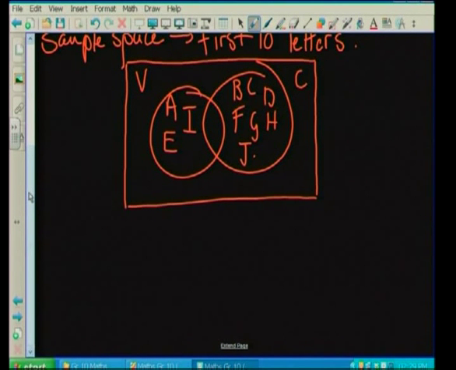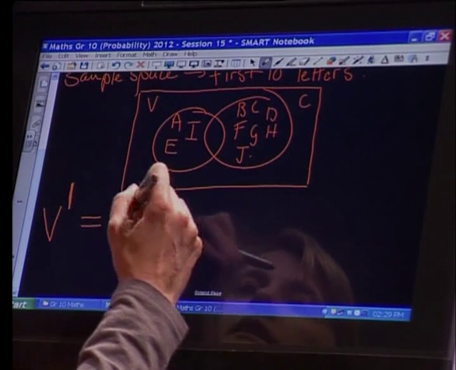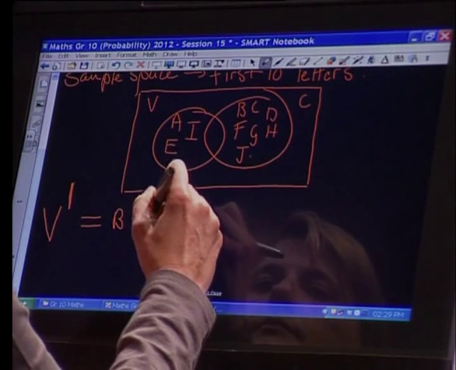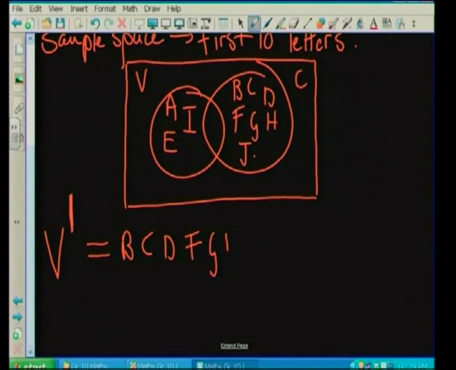Now, let's say I ask you for the complement of the vowels. So, vowel dash. If I ask you for the complement of the vowels, I will close the vowels and I will list all of the things that are not vowels. Okay, and if I were to ask you for the complement of the consonants, I will list everything that is not a consonant, in other words, the vowels A, E, and I.